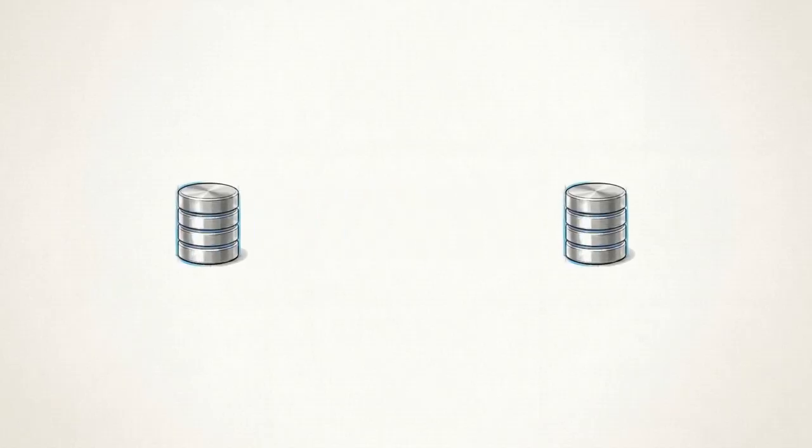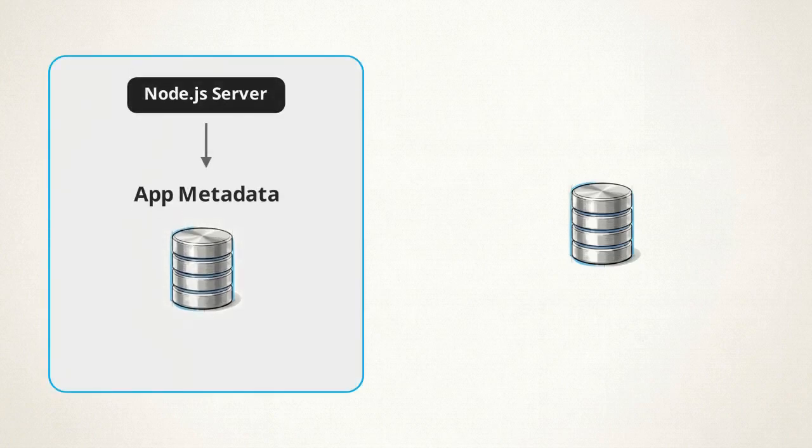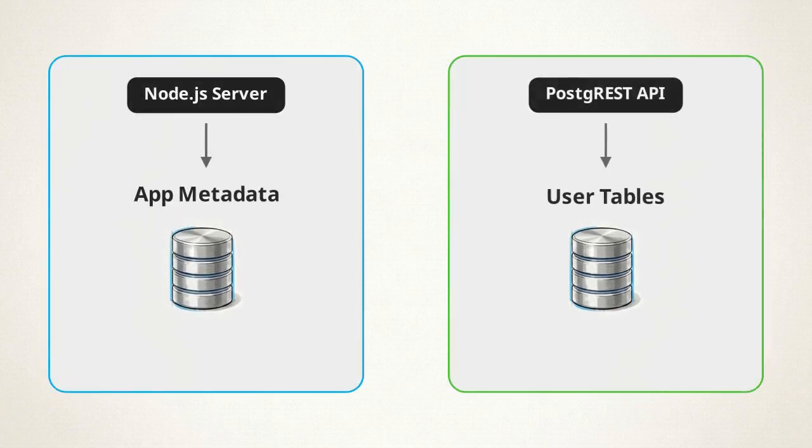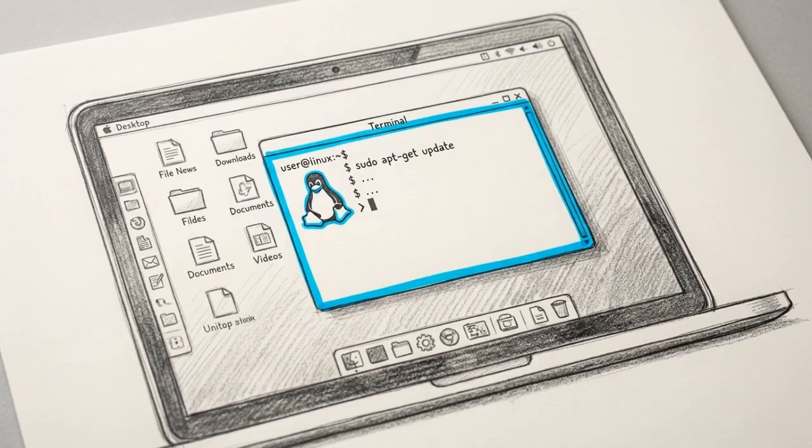ToolJet requires a dual database design. One logical database stores application metadata, and a completely separate one stores the tables your users create. Assigned as PGDB and ToolJetDB, these must be entirely unique schema names to prevent schema collisions and data loss.